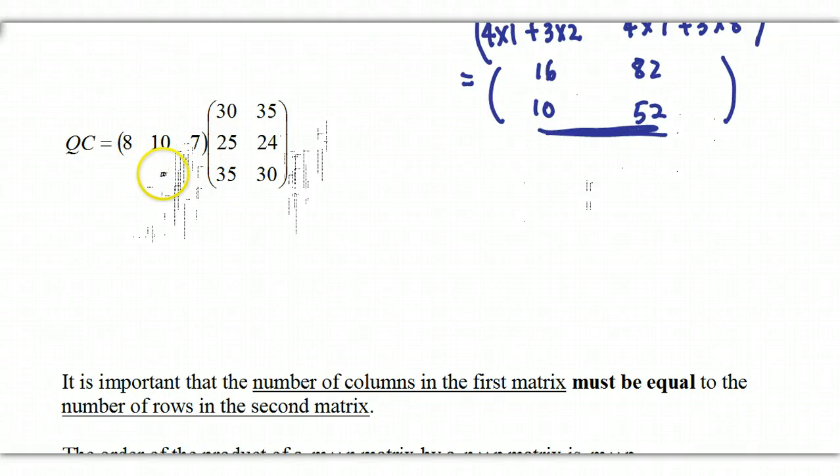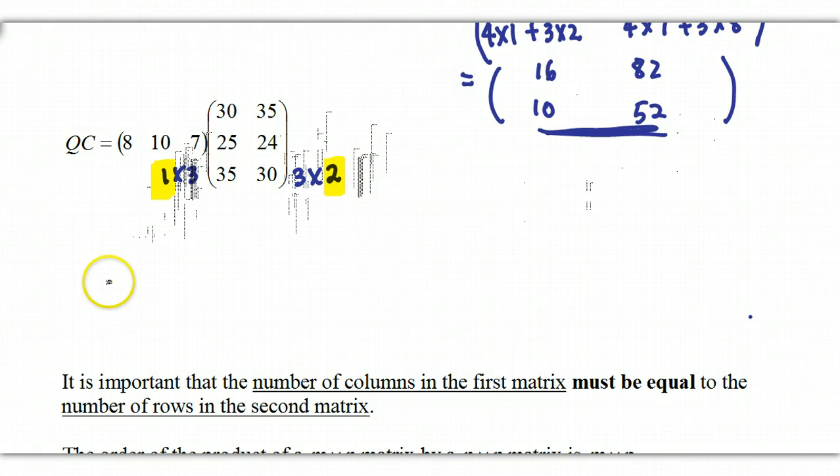The first matrix is a 1 by 3 matrix, right? Because this is one row, 3 columns. And the second matrix is a 3 by 2 matrix. It has 3 rows and 2 columns. Now, how do we know what is the size of the final matrix? It is actually very simple. All you need to do is take the first and the last number of the order, and we will know that the final matrix will be a 1 by 2 matrix.